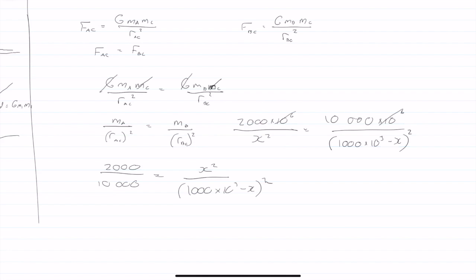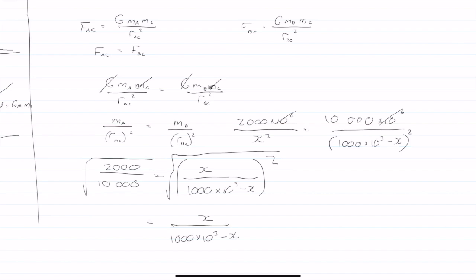I can identify something. If I take these brackets out, remember everything in that bracket was squared, so I'm just going to take the squared onto the outside, and then square root both sides. When I square root the right hand side, I'm left with x over 1000 times 10 to the 3 minus x is equal to the square root of 2000 over 10,000, which is square root of 5 over 5. I'm just going to leave it in that format for now.